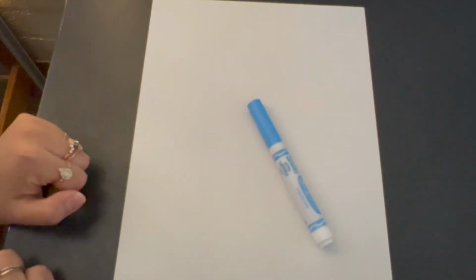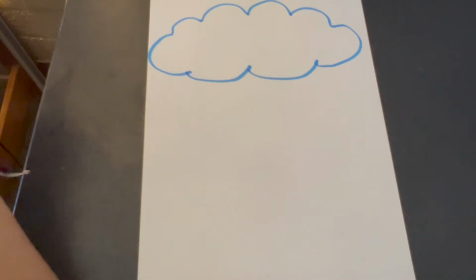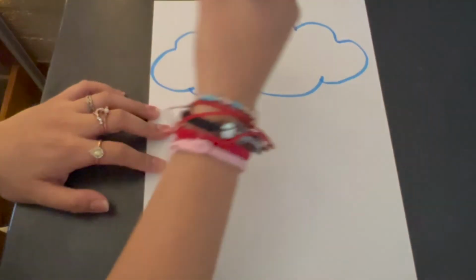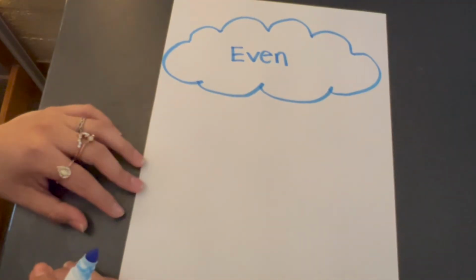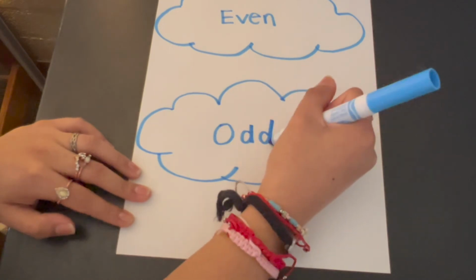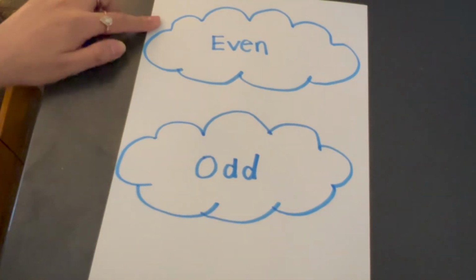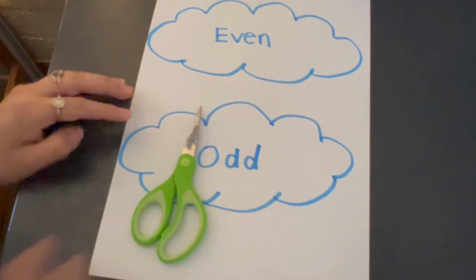First, we are going to start off by just taking our white paper and our marker. With our marker, we are going to be drawing clouds. This is because we are going to be making even and odd clouds. So with your marker, draw one big cloud. And then you are going to label this one even. E-V-E-N. And then we are going to make one more cloud. And we are going to label this one odd. O-D-D. Now we have our evens cloud and our odds cloud. Now that you have that, you can take your scissors and cut them out.